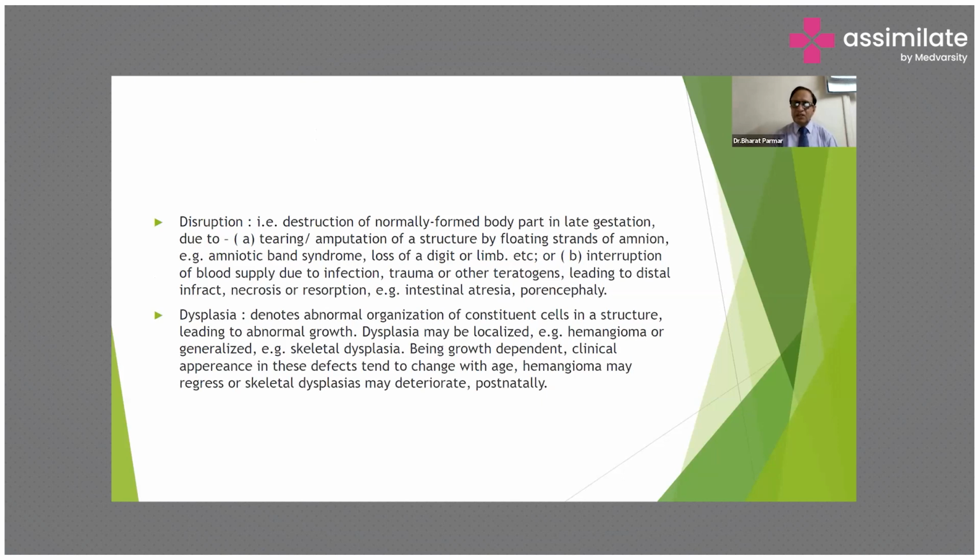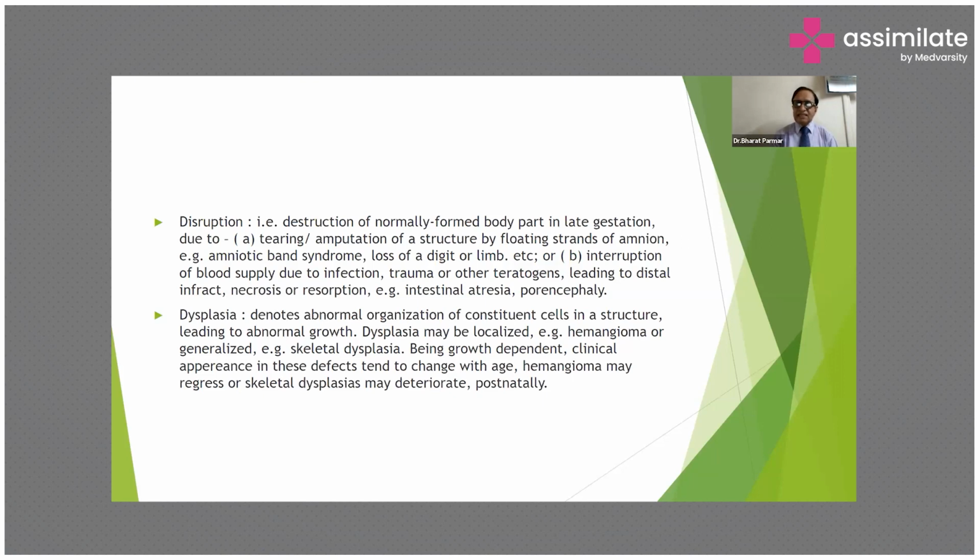What is disruption? Disruption is a destruction of normally formed body parts in late gestation due to tearing or amputation of the structure by floating strands of amnion, that is amniotic band syndrome, with loss of digits of the limb, and interruption of blood supply due to infection, trauma, and other teratogens, leading to distal infarct, necrosis, and resorption. There is intestinal atresia and porencephaly.